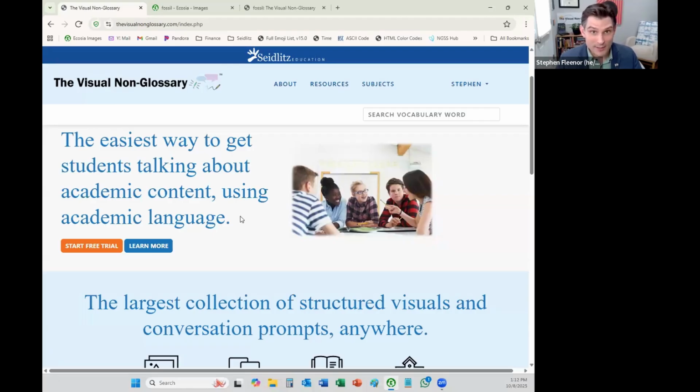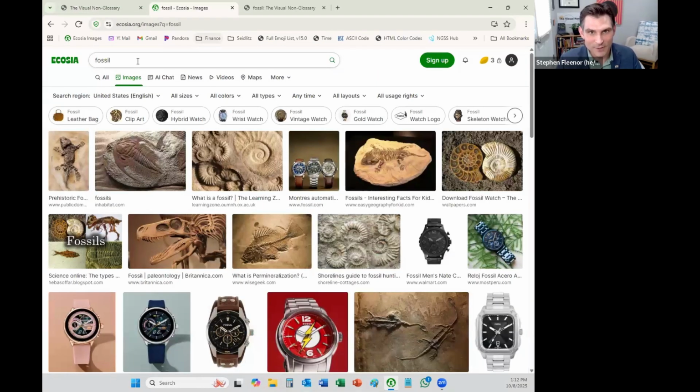So one way to support that question is to ask the students a question and then show a visual. So I could go to an image search and type in fossil, and I have lots of different images of fossils. Obviously, I have to pick the right picture of a fossil that I want to show. But even if I do show a visual, and then I ask the question, how do fossils form? I might get a lot of confusion from my students.